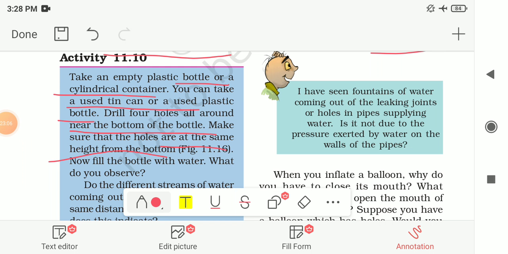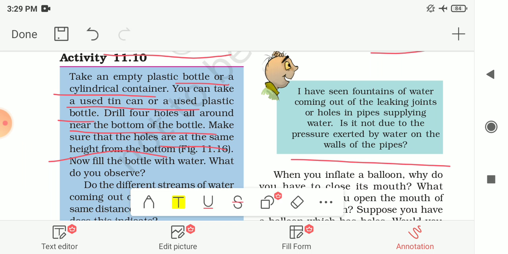Before that, here Bujo is saying something: I have seen fountains of water coming out of a leaking joint or holes in the pipe which is supplying the water. So now, is it not due to the pressure which is exerted by water on the walls of the pipes? So yes, it is because of the pressure which is exerted by the water on the walls of the pipes. So that's why you can see the fountains of the water.